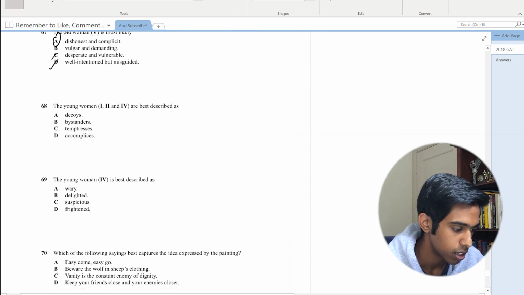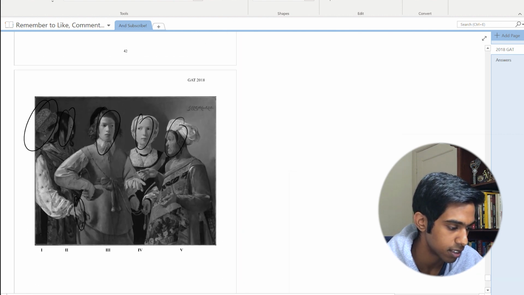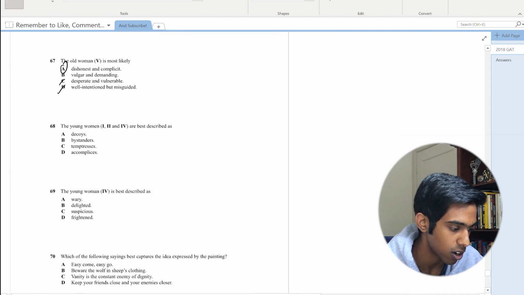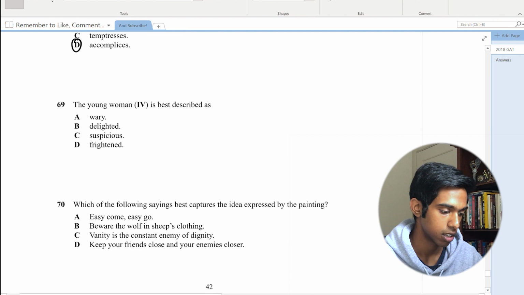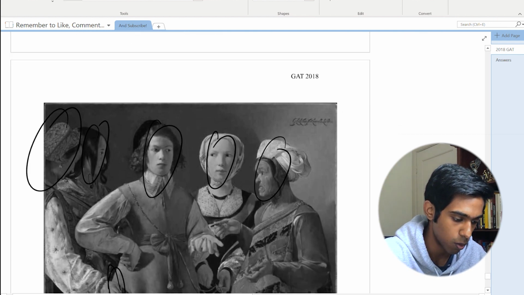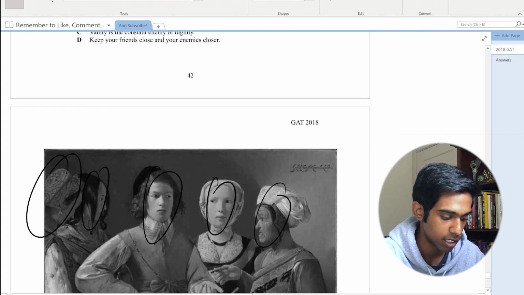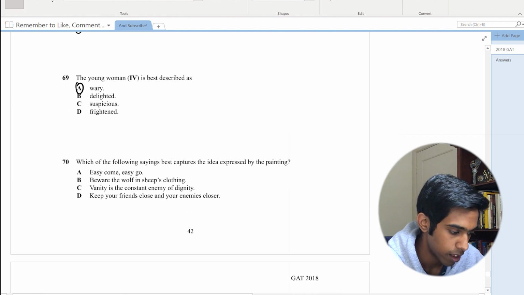because she's complicit in the crime. The young women 1, 2, and 4 are best described as... yes, they're definitely accomplices, so they're not decoys, bystanders, or tempters, they're accomplices. Young woman 4 is best described as, looking at these, wary, delighted, suspicious, frightened. Definitely wary because she's got her eyes on the guy in the middle. So I think that's A.